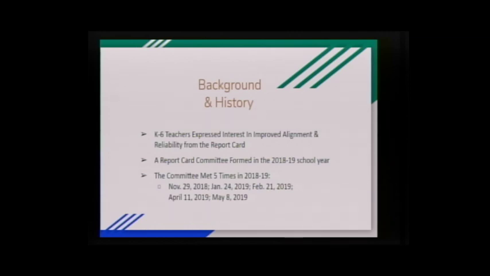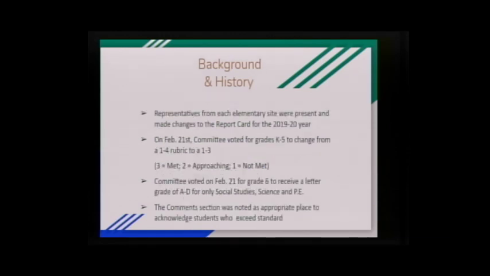Therefore, a report card committee formed in 2018-19 last year, and that committee, in fact, met 5 times. There's agendas, sign-in sheets, and minutes. So that's the basis for the background and history, and you can see the 5 meeting times there. Again, coming in afterwards, I'm recounting some of that history for context. Each elementary site had representatives, and they discussed various changes to the report card.